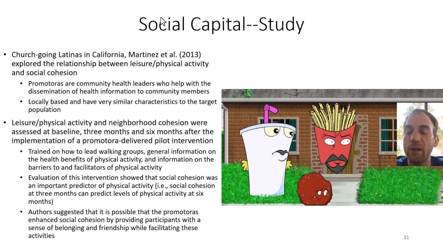This intervention trained people on how to lead walking groups, providing them general information on the health benefits of physical activities and information on the barriers to and facilitators of physical activity. The evaluation of this intervention showed that social cohesion was an important predictor of physical activity. That is, social cohesion at 3 months could predict levels of physical activities at 6 months.